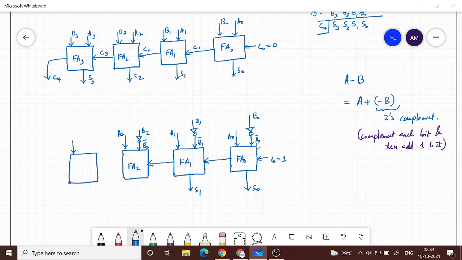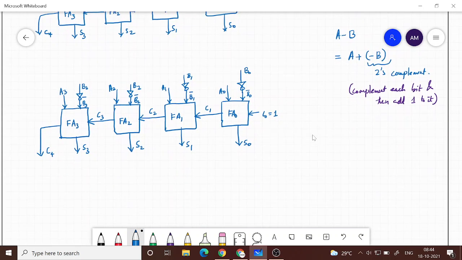And this is A3, and this is B3 bar. So this is FA3. Okay, and here we have S2 and S3, and this is our final carry, which we call C4. So C4, C1, C2, C3. Okay, so I claim that this circuit can perform A minus B.